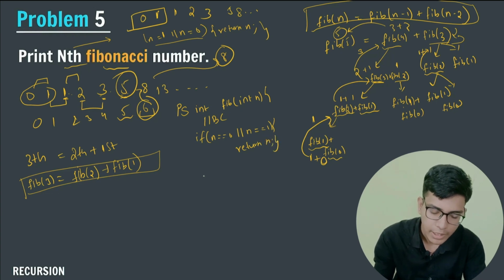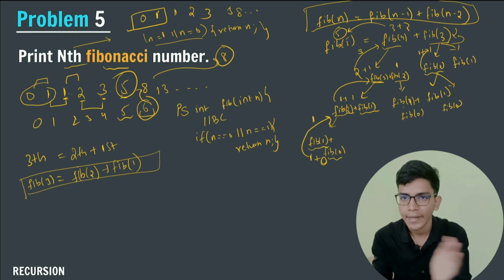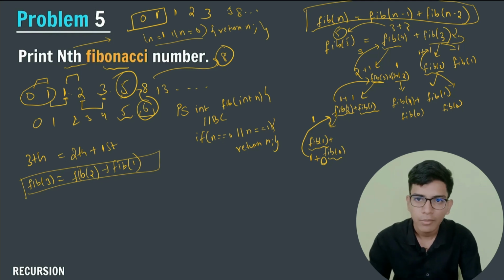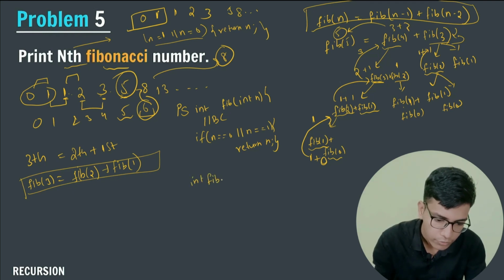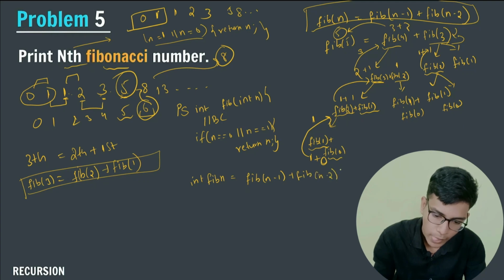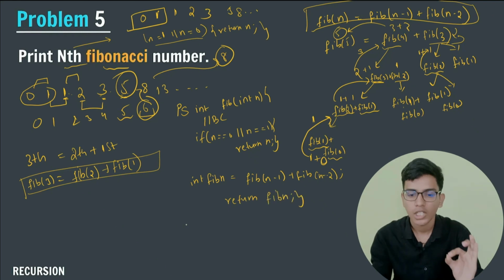After that, I need to calculate Fibonacci of n minus 1 and Fibonacci of n minus 2, and add those two. That will become Fibonacci of n. So int fib n is equal to fib of n minus 1 plus fib of n minus 2. After that, finally simply return fib of n. So this is the pseudocode of my Fibonacci of the nth term.